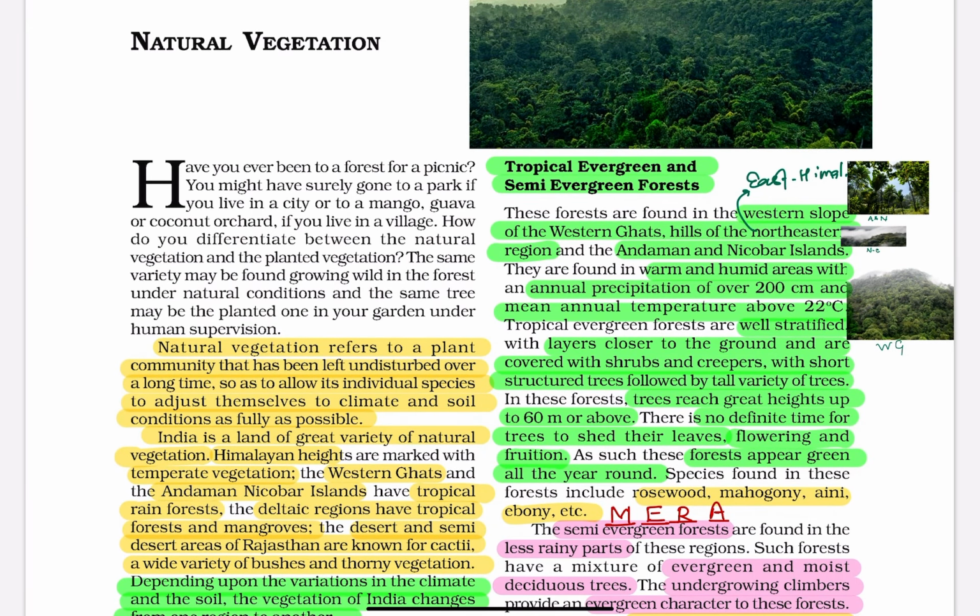Just a quick revision. Location we have learned: the northeastern region, the Andaman Nicobar region, the western slope of the Western Ghats. The temperature here is 22 degrees Celsius, and rain is more than 200 centimeters. They are well stratified. The layers closer to the ground are covered with shrubs and climbers, or creepers. Short trees are followed by tall trees. The tree height can be 60 meters or more, and there is also a canopy present here. It's not written, but remember it.